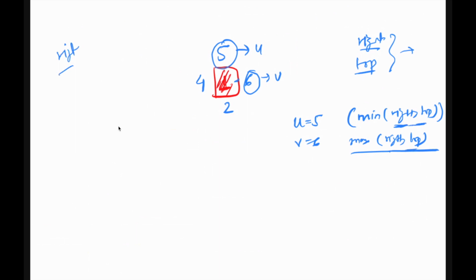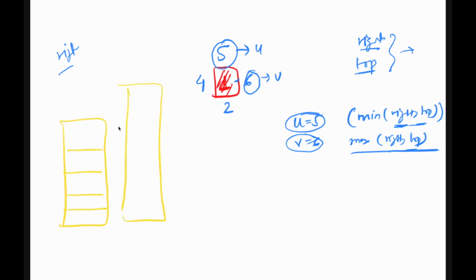Okay, so suppose this is u and this is v. Now, let's make these 2 segments separately. Suppose this is one segment of length 5, 2, 3, 4 and 5, and this is one segment of length 6, 3, 4, 5 and 6. Okay, so this is u and this is v.